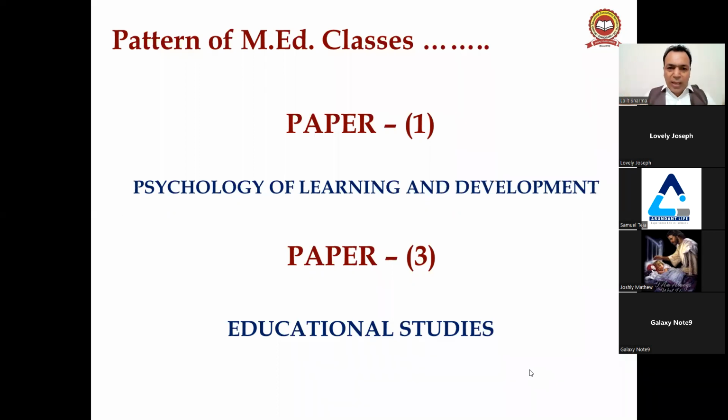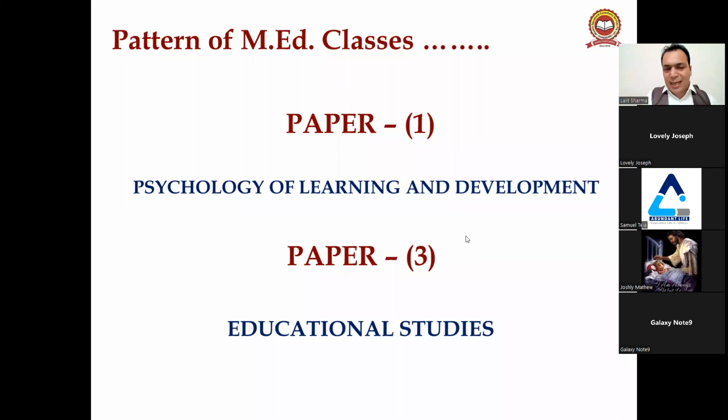Why are we starting these two papers first? Because some of the topics in the syllabus are interrelated. When we finish paper 1 and paper 3, then we will start paper 2 and paper 4, right guys? Today I will cover two topics: the first is education, of educational studies, and the other is educational psychology, from your paper 1, psychology of learning and development.